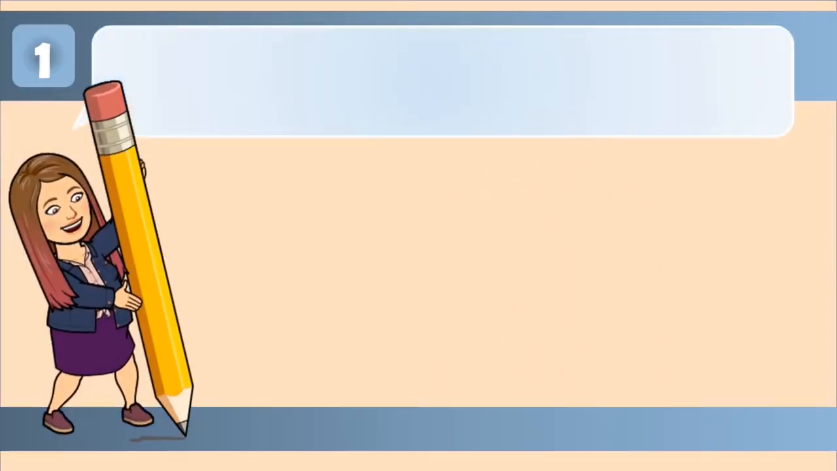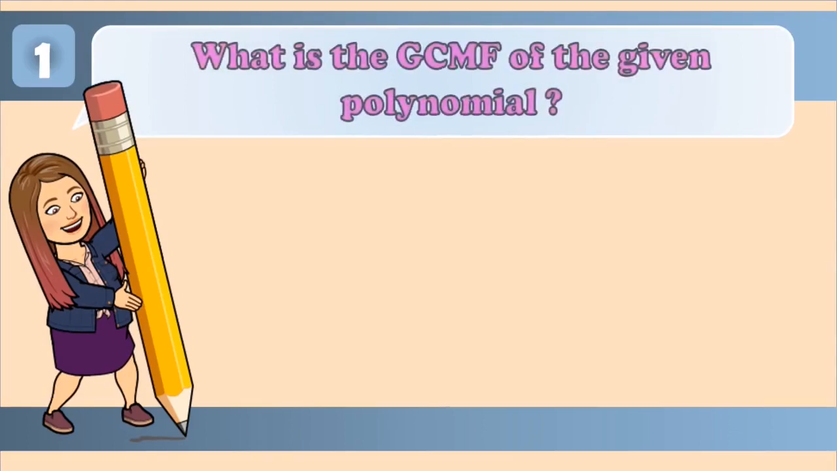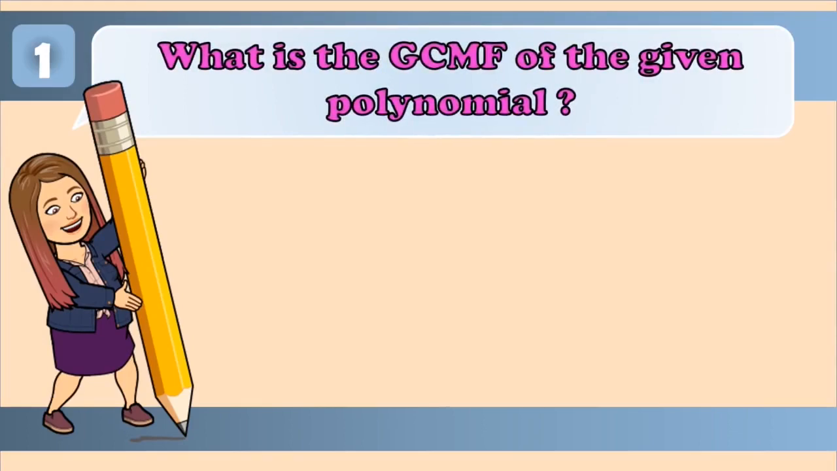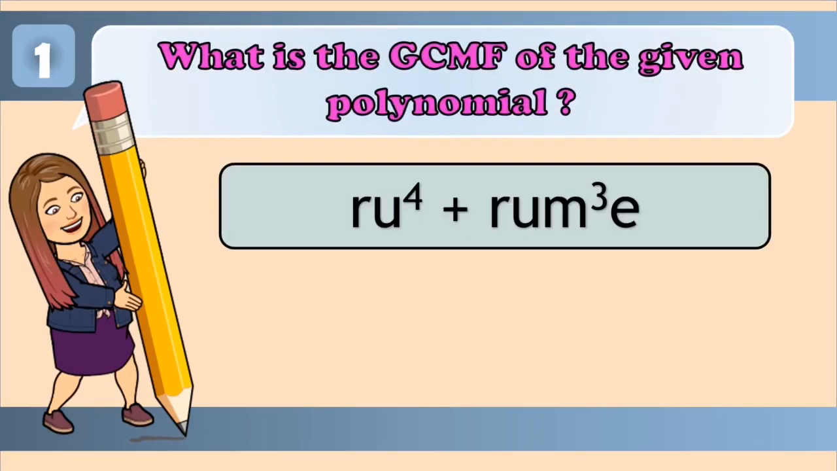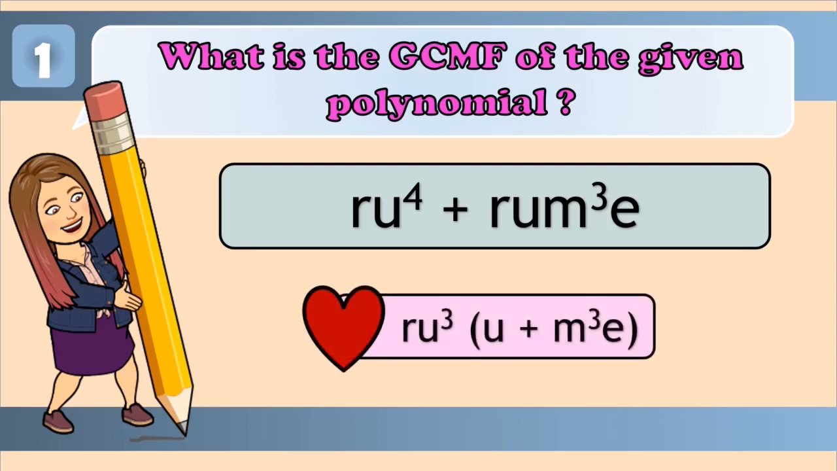Did you understand what we have discussed? Let's apply what you have learned. What is the GCMF of the given polynomial? Ru to the power of 4 plus Ru m cubed e. This time, there are no choices. I would like you to answer it on your own. Pause. Do you have the answer? Yes. It's Ru cubed times the quantity of u plus m cubed e.